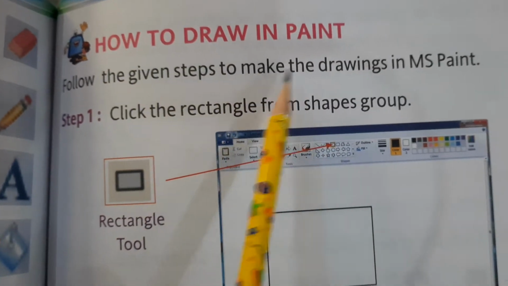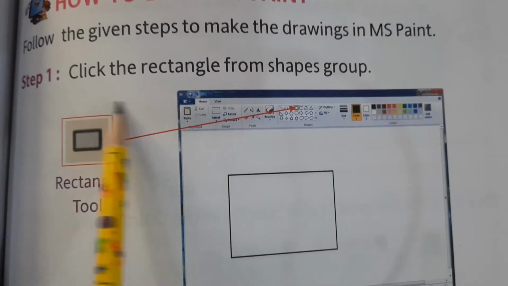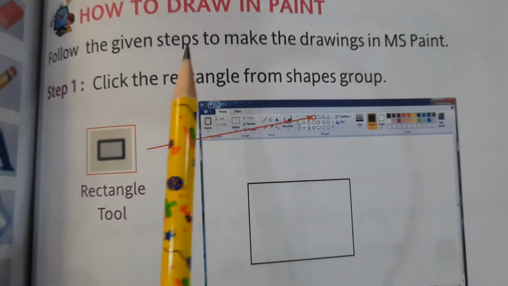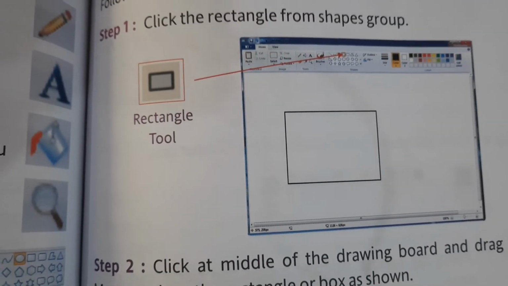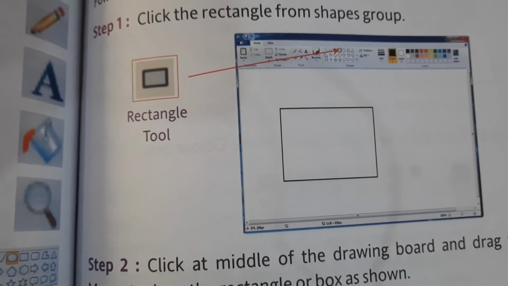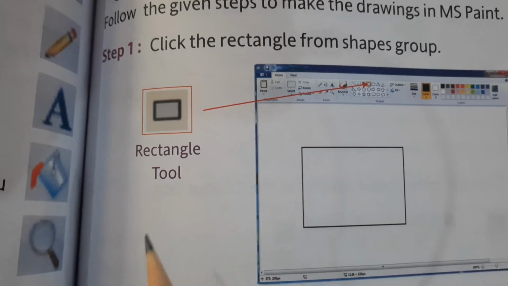Now, how to draw in Paint? Follow the given steps to make the drawing in MS Paint. Click the rectangle from the shapes group. It means you don't have to follow only the steps given on this page or the next page, but you can create your own drawing. This is just given as an example.